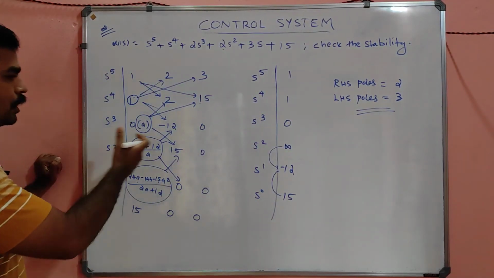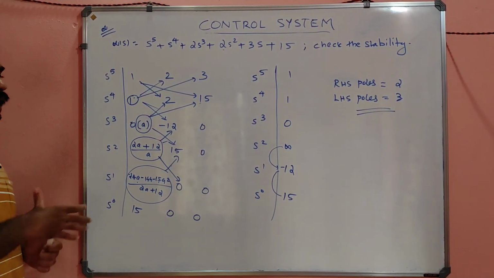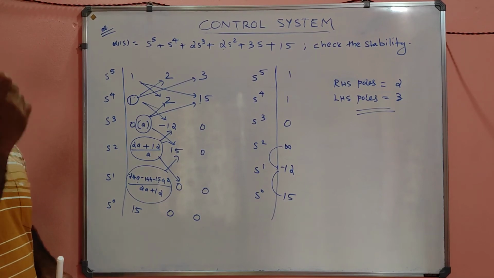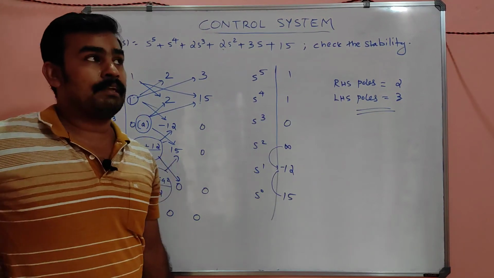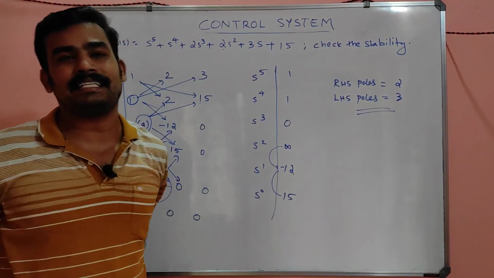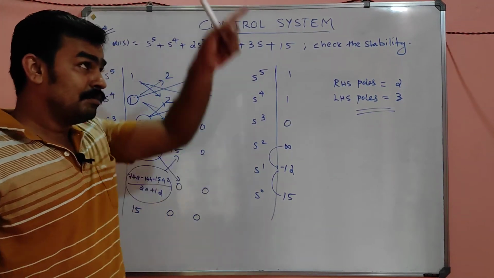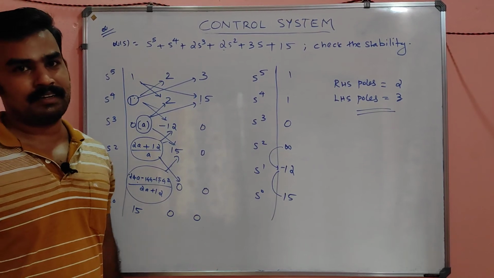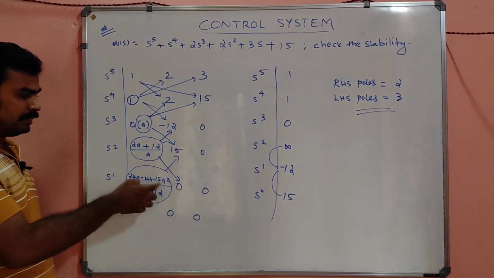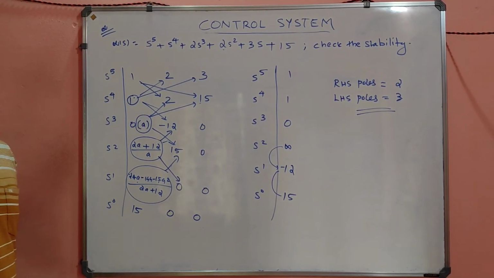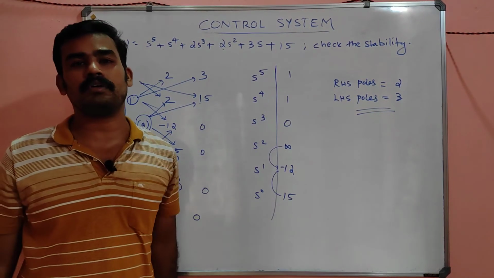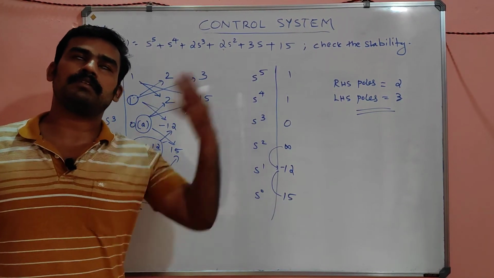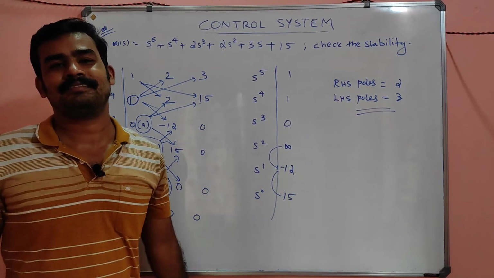Because there is no row of zeros that happened. If a row of zeros happens, there will be poles on the imaginary axis itself, some imaginary poles on the j omega axis. But nowhere did a row of zeros happen. So we can blindly go: if two poles are on the RHS, the remaining three poles will be on the LHS.